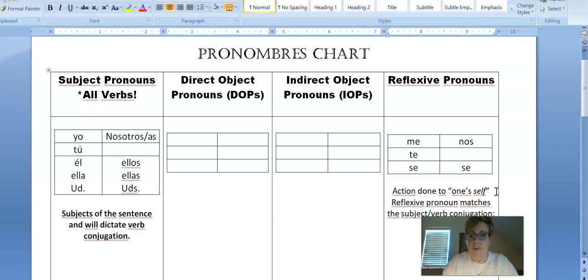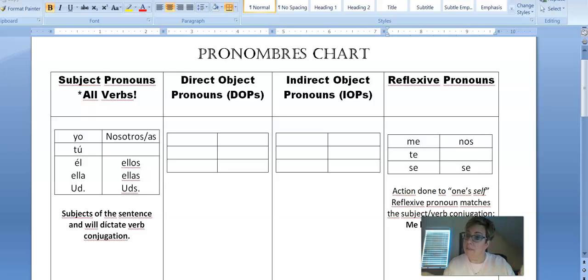Which means basically, if it's me that did it, like if I'm washing my hands, and I conjugated the verb as lavo, because I'm doing the washing, the yo form, then you have to also choose the yo form of the pronoun. And the yo form would be me. Me lavo. Now here's another thing. Las manos. Remember, manos are feminine.